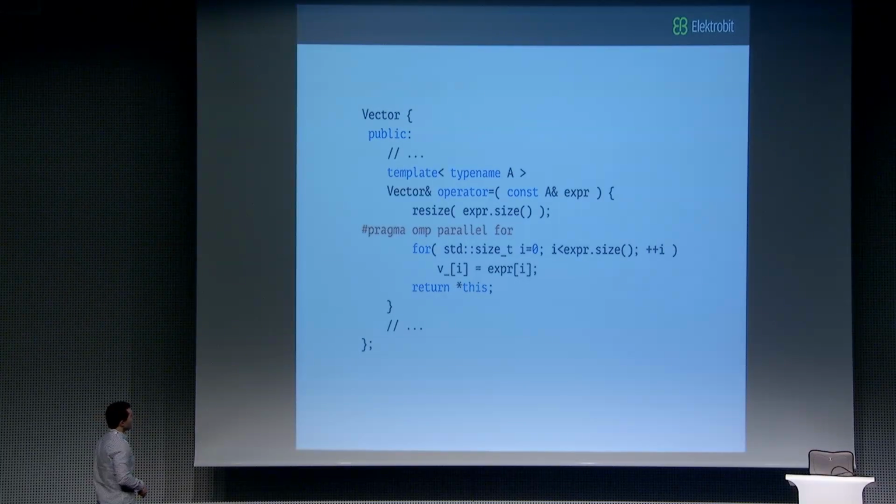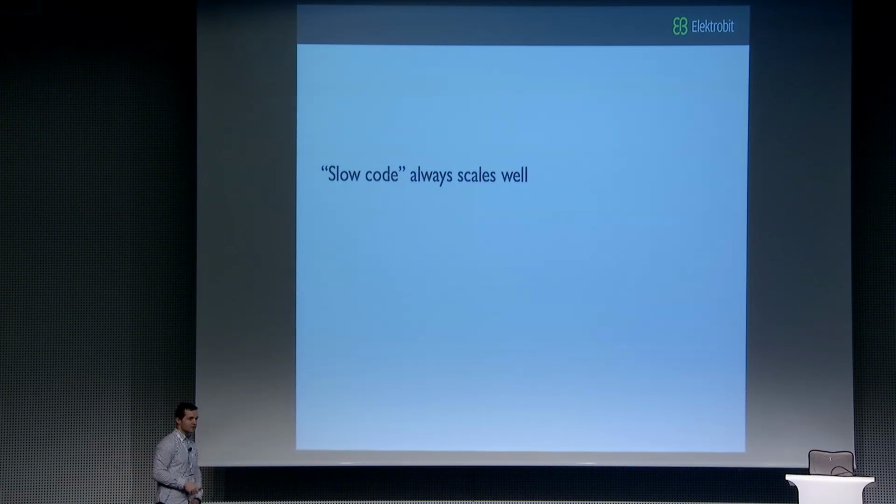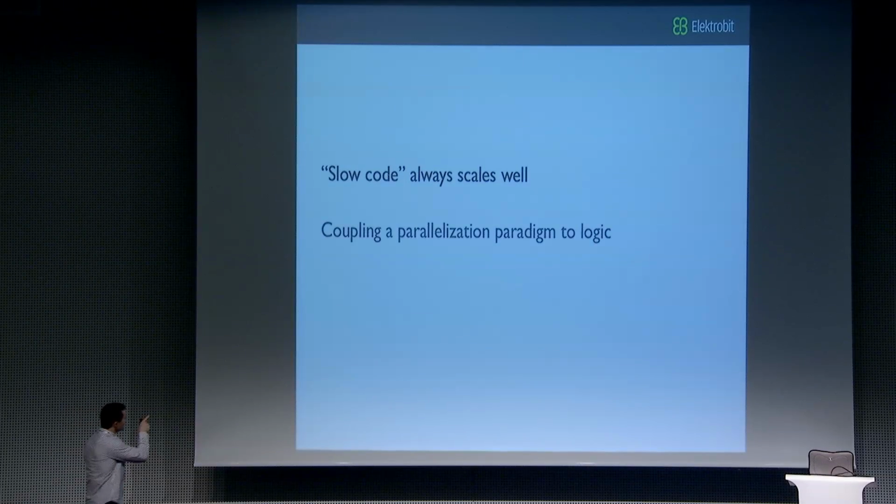Okay. Unfortunately, this is a little short-sighted. First, slow code always scales well. If you have a very slow code, then parallelizing it, of course, doubles, triples, whatever number of cores you have available, the performance, because the overhead of creating and running threads doesn't count. The amount of work that you have to do is so enormous, so slow, that you can scale perfectly, kind of. But this is, of course, not an argument for easy parallelization. You also, in this particular case, couple a parallelization paradigm to the actual logic of your code. And this is a no-go. This is a true violation of the single responsibility principle.